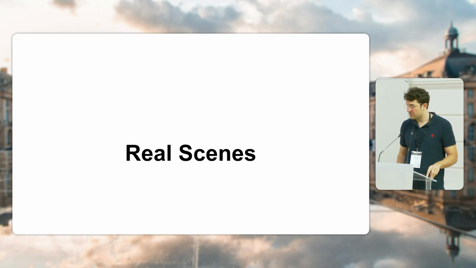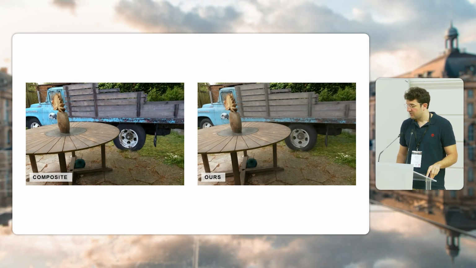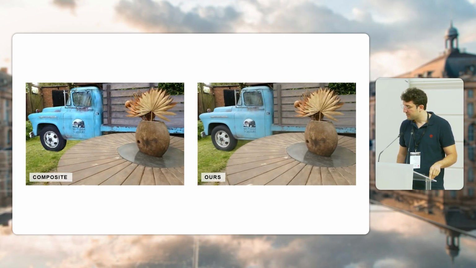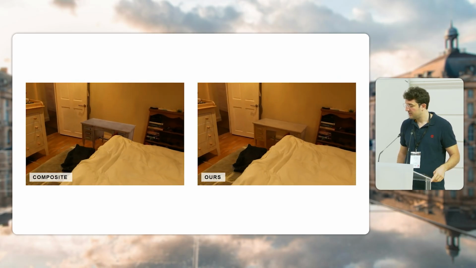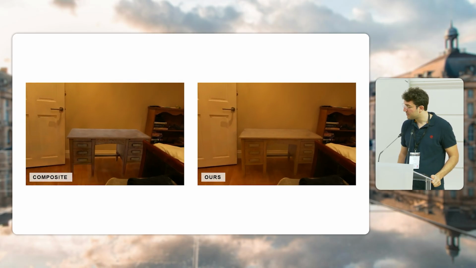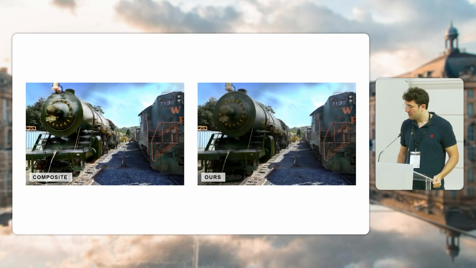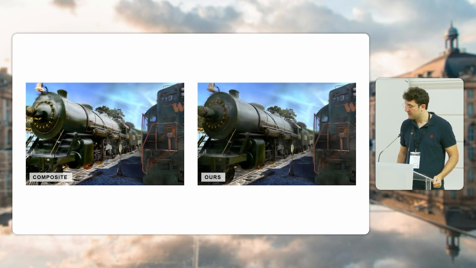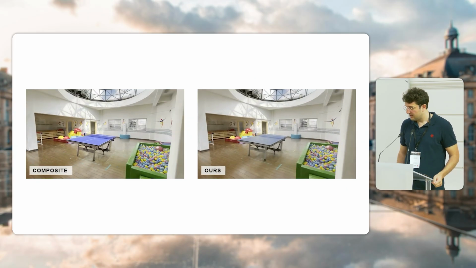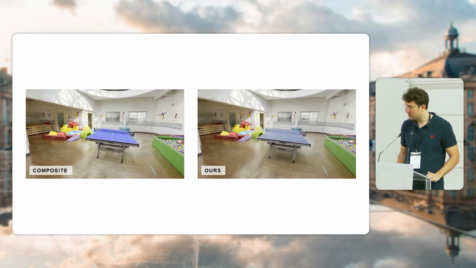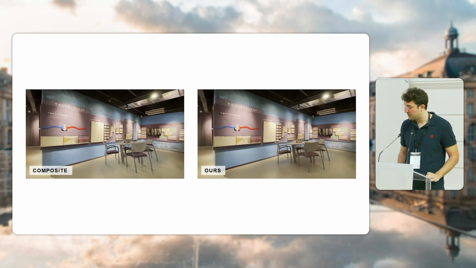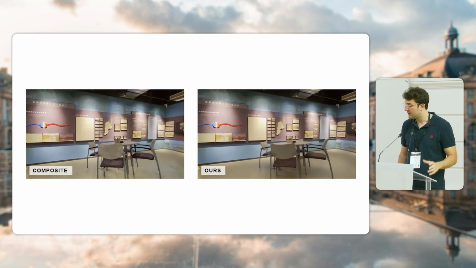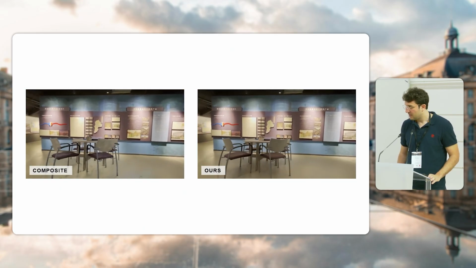And some real scenes as well. So we have the truck in the garden from NeRFiller from the beginning. We have the desk inserted in the London apartment from SIBR NeRF. We added the locomotive on the left to this scene. In this case, the ping pong table. And the full set of chairs and the table here as well.